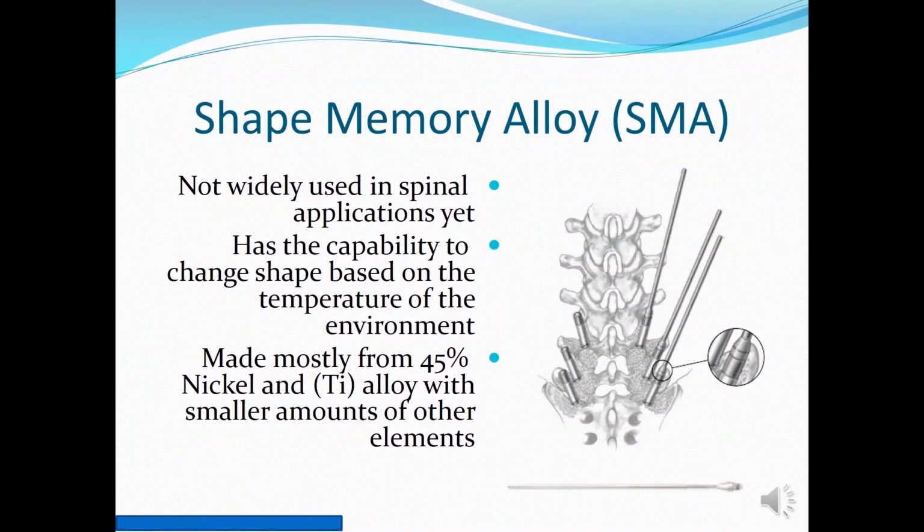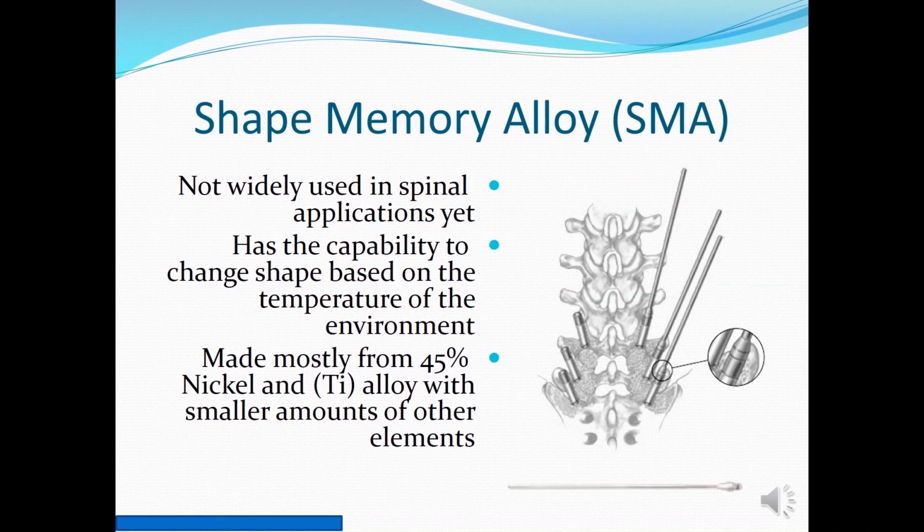The SMA or shape memory alloy is getting used in spinal surgery more and more. It has the capability to change shape with temperature. It is made mostly of nickel alloy with smaller amounts of other elements.